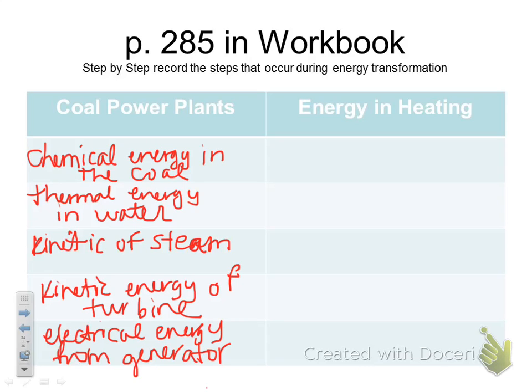All right, so we get energy in heating. What do we start with? Noah, what do we start with? Electrical energy of the radio signal. Good. We get electrical energy from the radio signals. It says hearing. It's hearing. In hearing. Sorry. I was reading that. This should be hearing. That's my fault. Thank you, Abby.